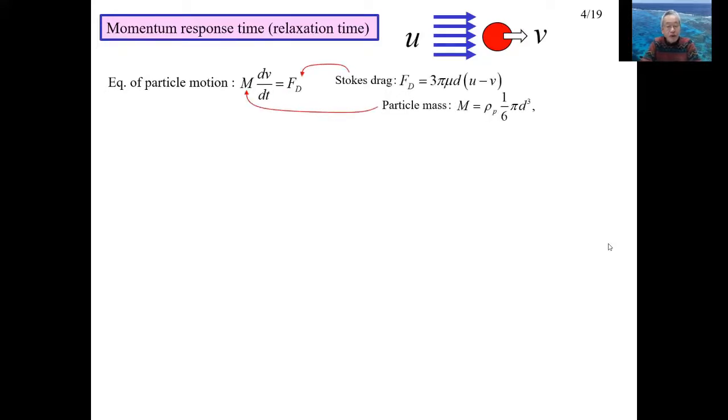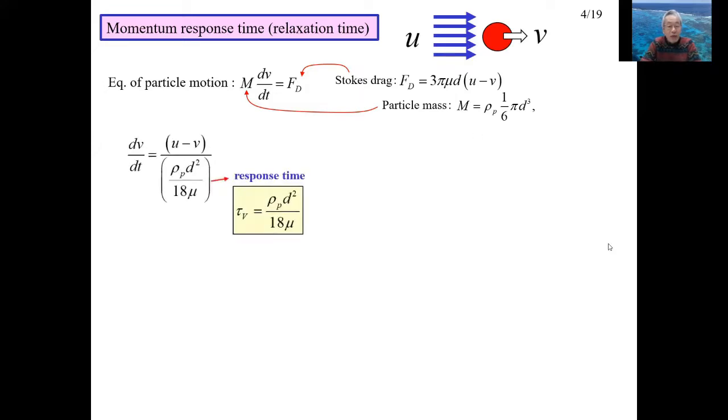Next, I'll explain the momentum response time using the Stokes drag. Let's consider a small spherical particle moving in a uniform flow with the velocity u. If the drag is the only force on the particle, the equation of motion is given like this. Substituting the Stokes drag and particle mass, the equation of motion is expressed like this.